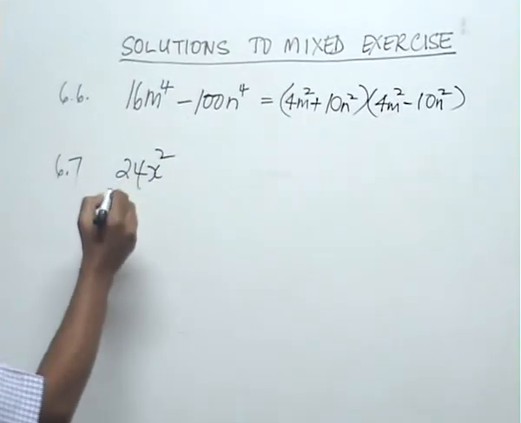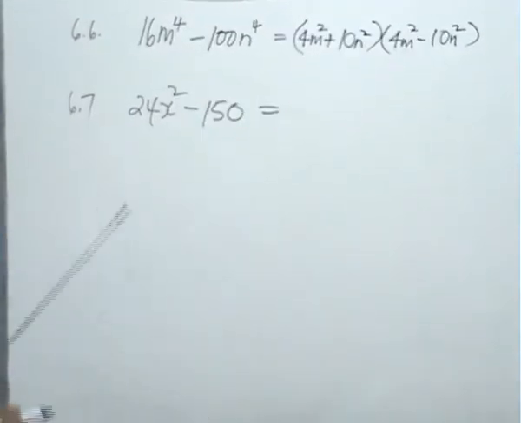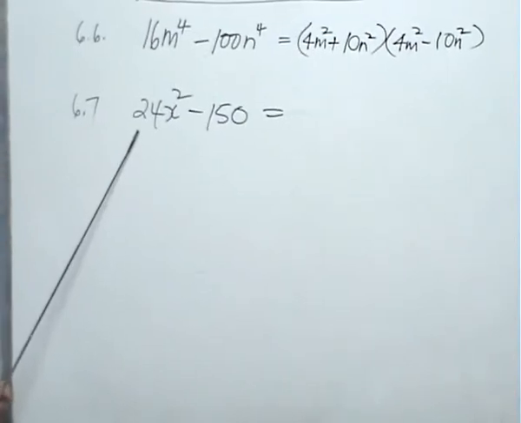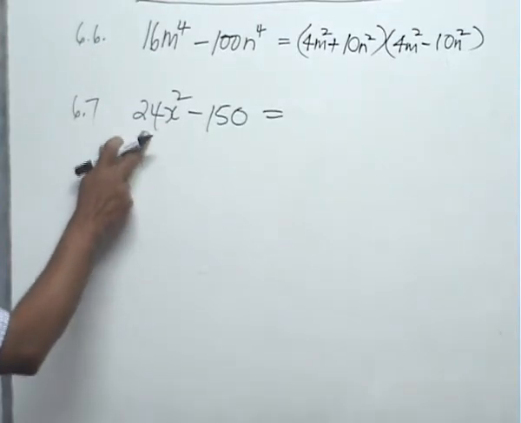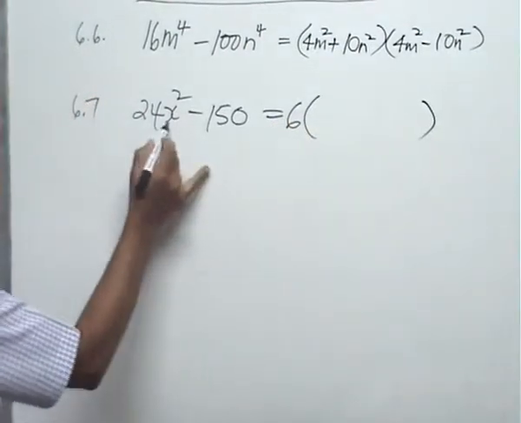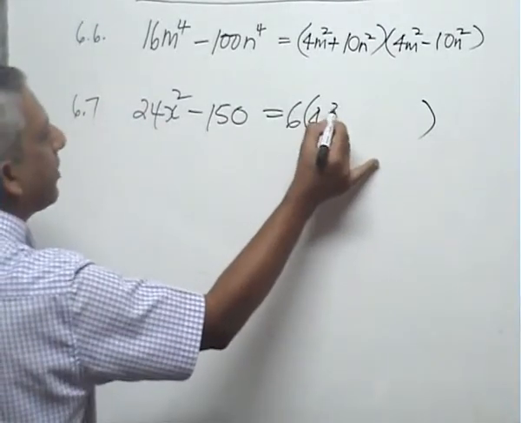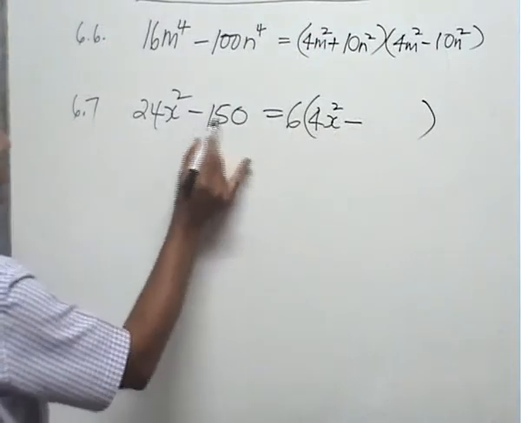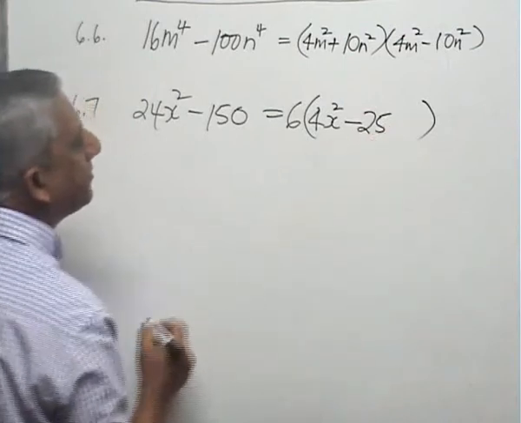24x squared minus 150. Golden rule, make sure you look for a common factor. So when we look here, we'll find that there's a common factor 6. 6 is the highest common factor here. 6 will divide here and there. So there's your 6. And 6 divides into 24x squared. Well, 24 divided by 6 is 4. So you get 4x squared. Minus 150 divided by 6 gives you minus 25.